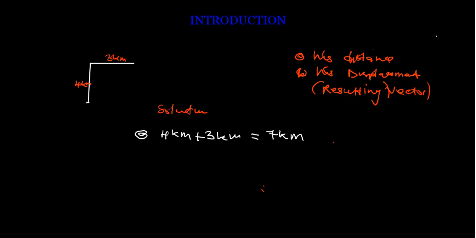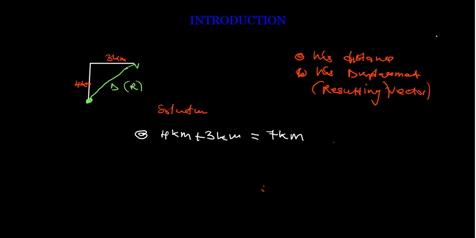To find the displacement, this person started from here and ended here. For displacement, we are not interested in what he covered. We are only interested in the straight path, because you displace something straight. So this is our displacement or resultant. How do we find this now?